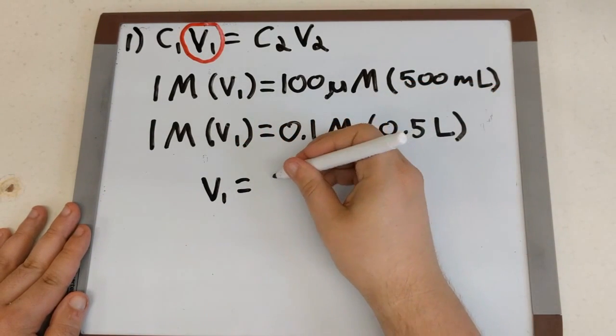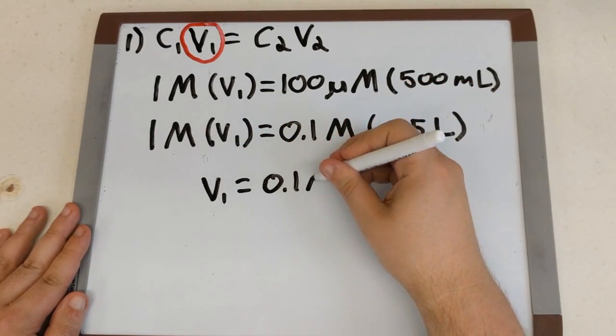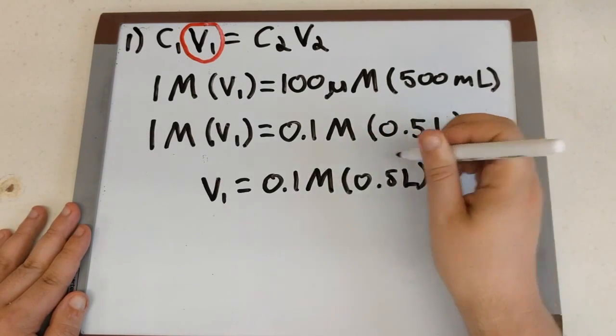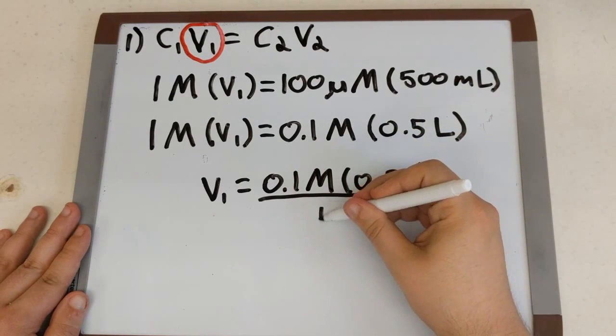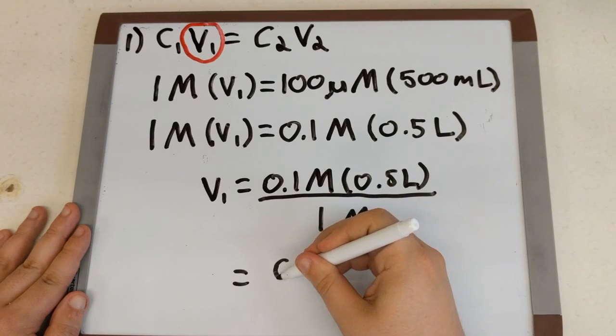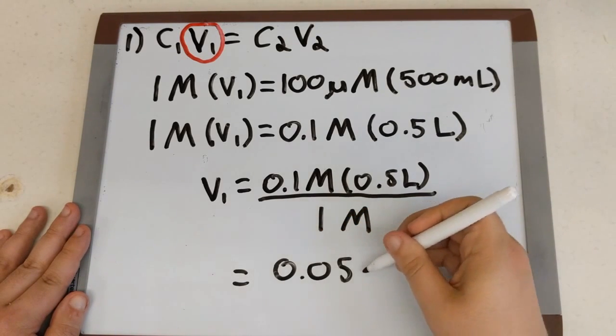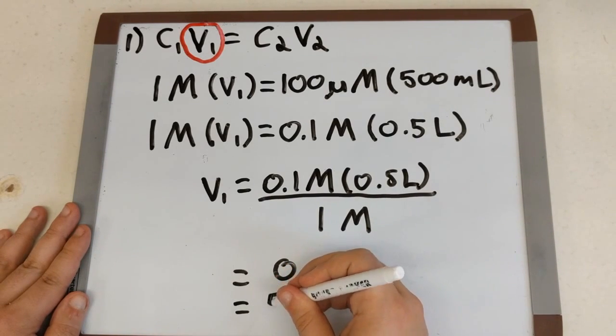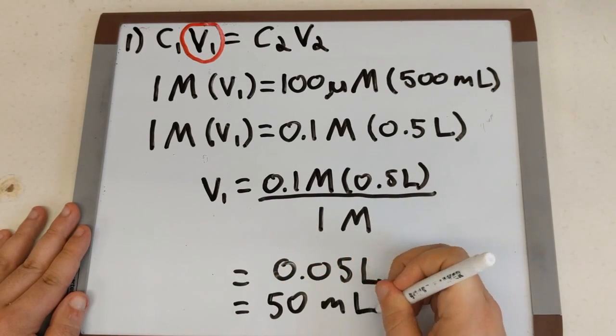Now that everything is converted so it has the same units, it's basic algebra to solve for V1, and we get an answer of 0.05 liters or 50 mils. That means we need to take 50 mils of our concentrated stock solution and use that to make our final diluted solution and top it off with 450 mils of water.